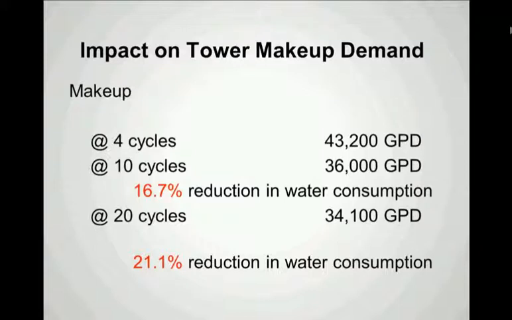And just for comparison, let's say we were able to go up to 20 cycles. We would get some additional reduction, but you can see we only go down to 34,100 gallons per day. So the impact is not as great as we continue to increase the cycles of concentration. And there are some practical limitations for how high we can get cycles. All cooling towers require some bleed to remove the suspended solids in the water, so we can't operate at infinite cycles. We need to pick the most optimum cycle of concentration for the particular water quality and operating conditions at that particular site.